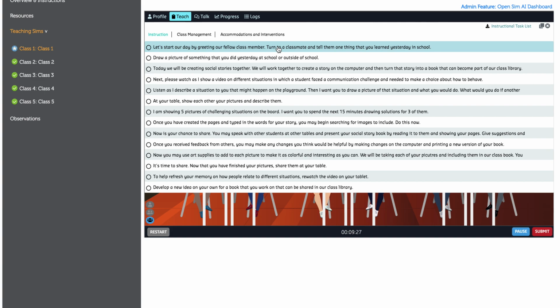Instead of choosing this from the instruction menu, I might type it in. I might say, okay, students, as we're ending the class, turn to one of your classmates and tell them about something that you learned today. And that's something I could type in on my own if I wanted to in the talk menu.